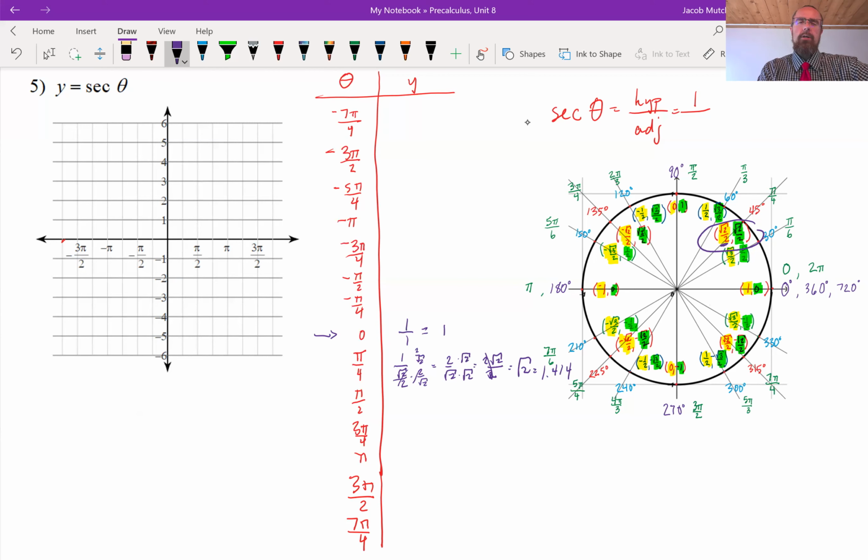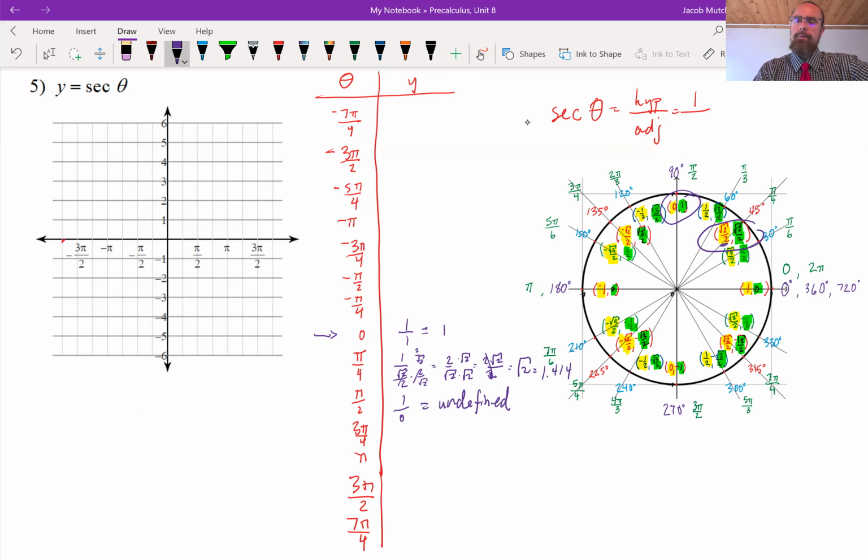So we calculate these, and then we'll notice the pattern so we don't have to keep calculating each time. But let's get to where we've got a full period of output values. So at pi over 2, I've got an x value of 0, so this is going to be 1 divided by 0. So like our tangent function, I'm seeing an undefined spot in secant.